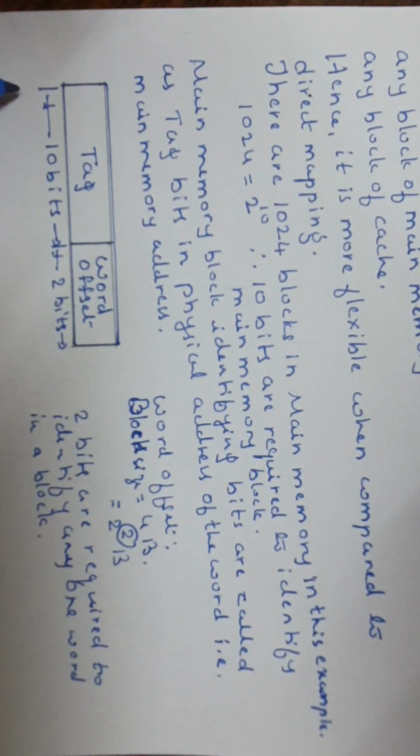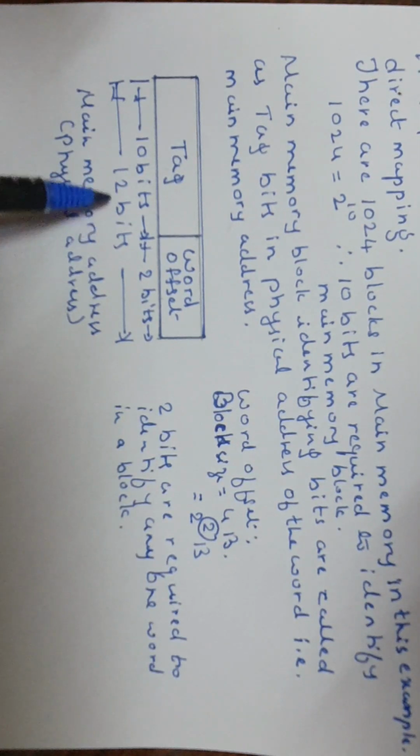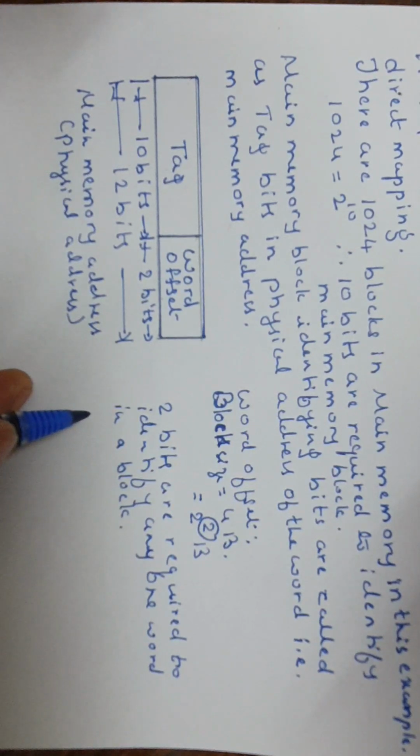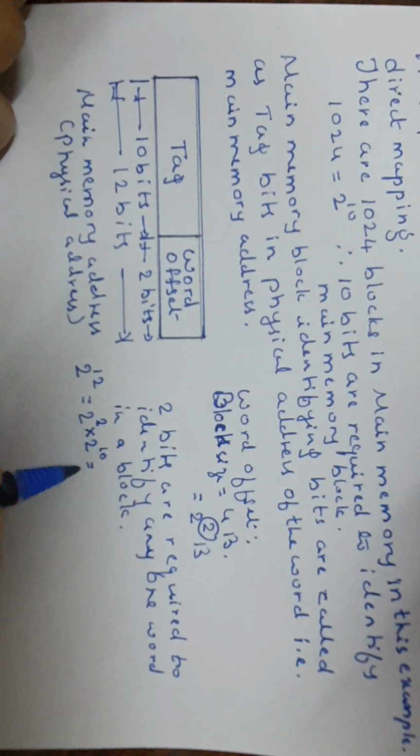What is the total physical address size? That is 12 bits. This is the main memory address. The tag and word offset together, what was that? Main memory address. This is also called the physical address. How many bits are there in one physical address? 12 bits. Is it correct? To verify, 2 raised to 12 is 2 raised to 2 times 2 raised to 10. So here, how many blocks in main memory? That is 2 raised to 10, 1024. In each, how many words? 4 words. Like this it can be divided.